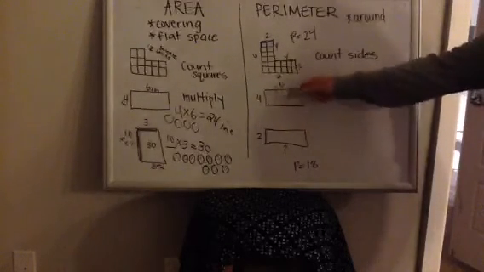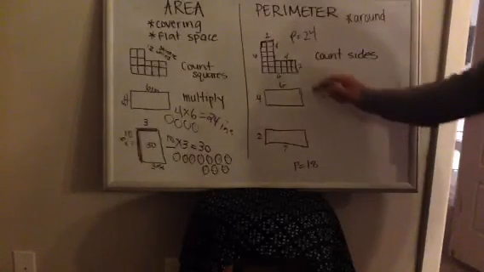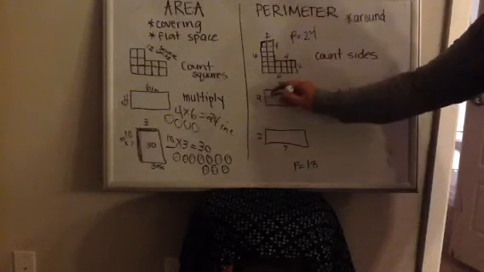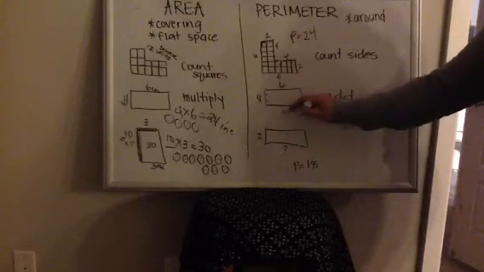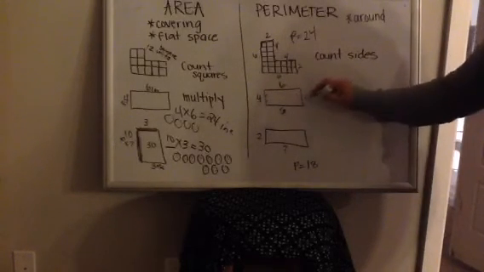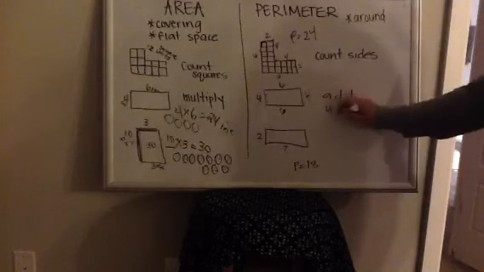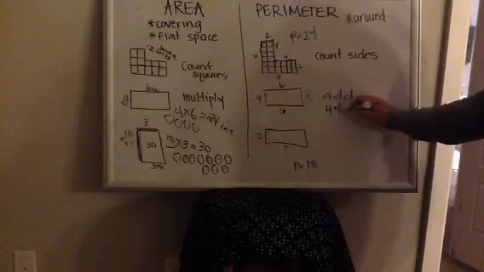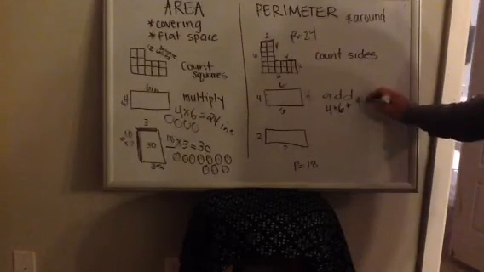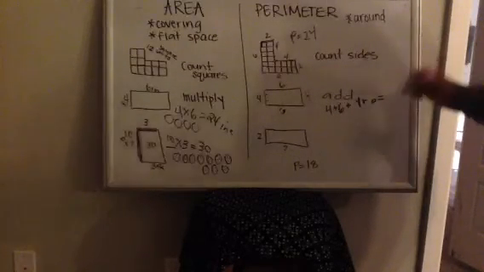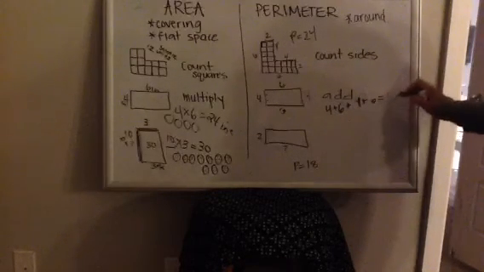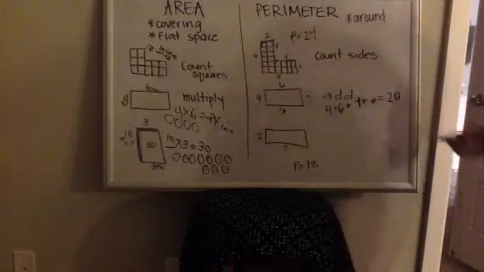Or here, I don't have any squares to count, but I can visualize them. I can visualize that there's kind of like 4 little squares here and 6 there. So here I just make my perimeter equation of adding. So I do a 4 plus 6 plus 4 plus 6. And if I always am looking for my 10s, I know that this is 10 and this is 10. So the perimeter is 20.